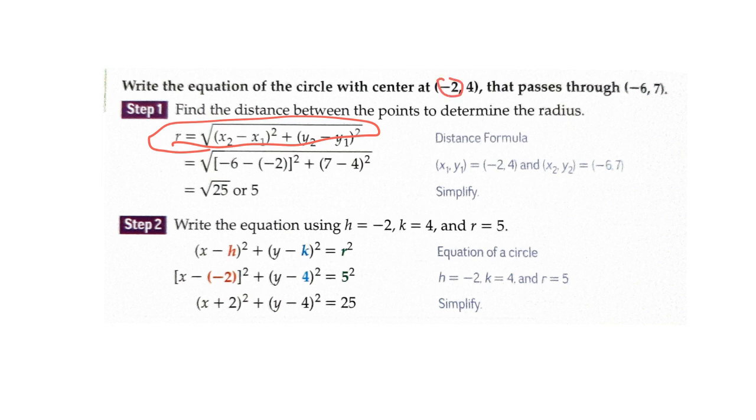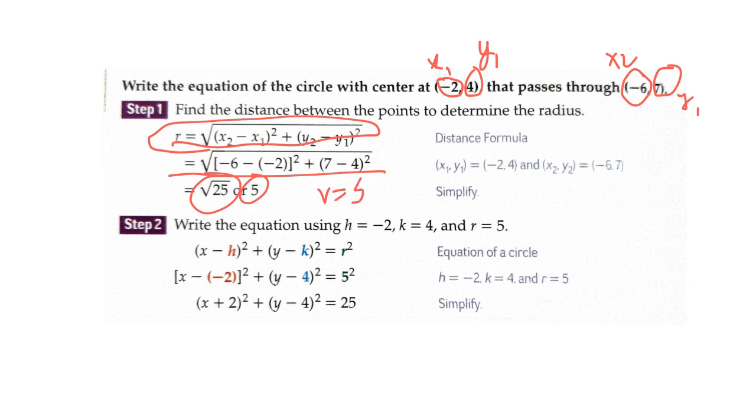Notice that x1 is -2 and y1 is 4, x2 is -6 and y2 is 7. Then if we plug in these values to the x's and the y's in the formula, then we get r equal to the square root of -6 minus -2 squared plus 7 minus 4 squared, and this is equal to the square root of 25, which can be simplified to 5. So we get the radius, which is 5.